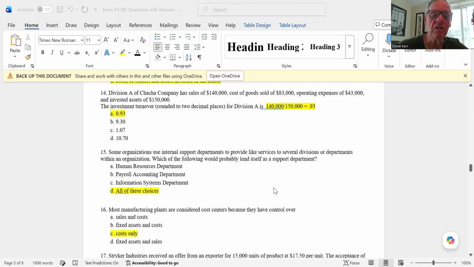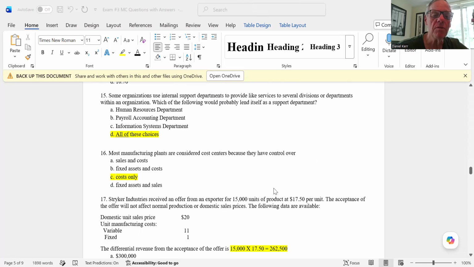Number 15. Some organizations use internal support departments to provide services to divisions or departments within the organization. Which would be considered a support department? Human resources, payroll, information systems, those are all support departments. So the answer there is D.